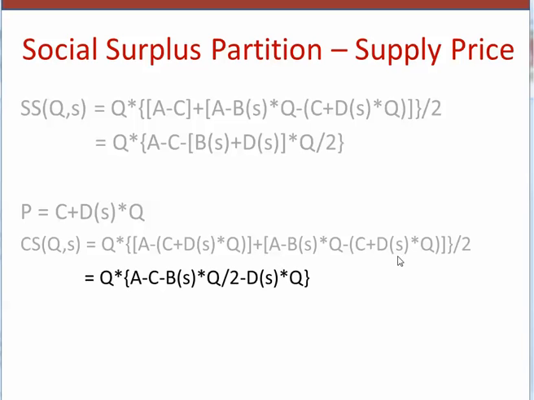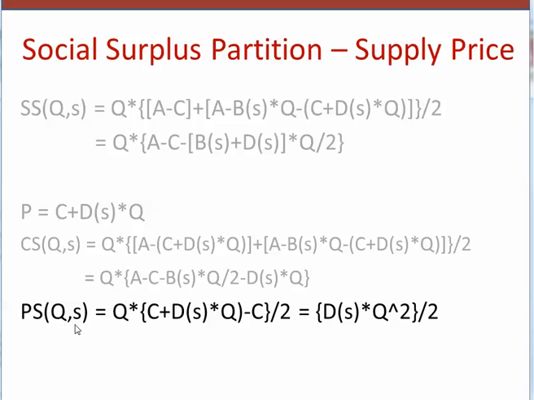Now, this cleaning up of algebra was just like the cleaning up of algebra before. When we did it before, the D of S side had the Q over 2. Now it's the minus B of S part that has the Q over 2. So there's the formula for consumer surplus.